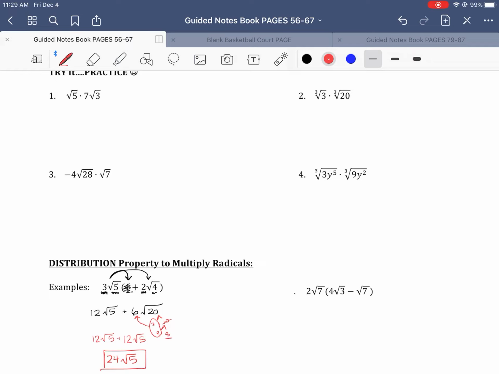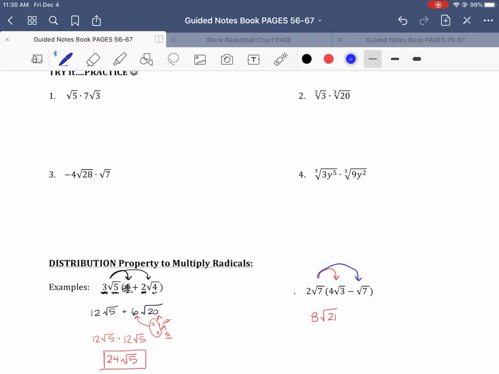Okay, let's do one more. Distributing here, again, we do this radical term times the first term, so you're only looking at these two pieces first. So we do the 2 times the 4 and we end up with 8. Then we do the 7, which is inside, times the 3, which is inside, to get 21. Okay, once I'm done with that one, then I look at the next two pieces.